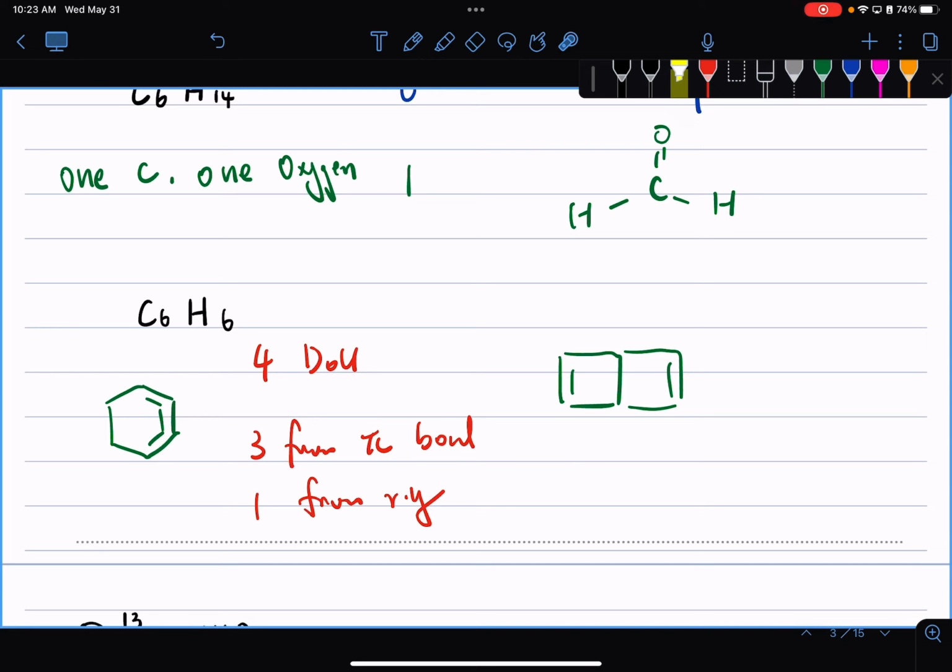So this is a quick introduction to degree of unsaturation. It's not hard. It's pretty straightforward, but practice it and know how to approach this concept from different perspectives. Any questions on degree of unsaturation?